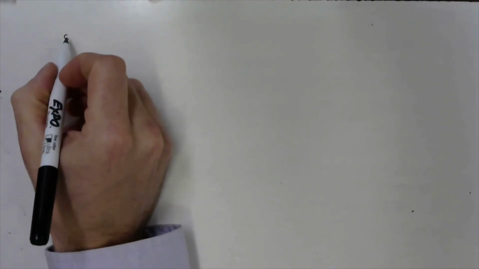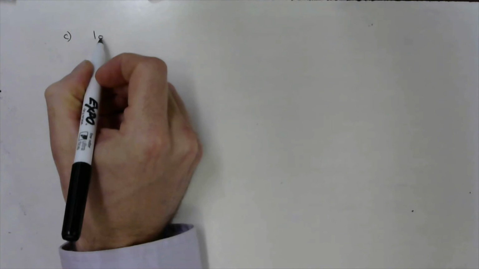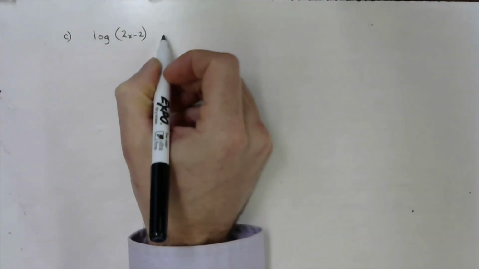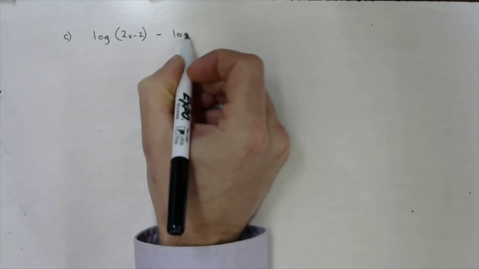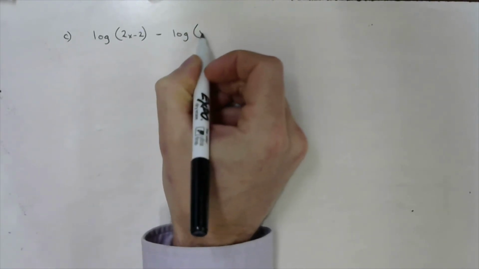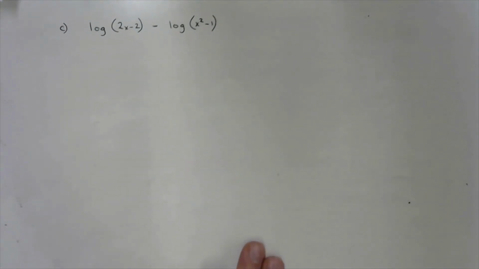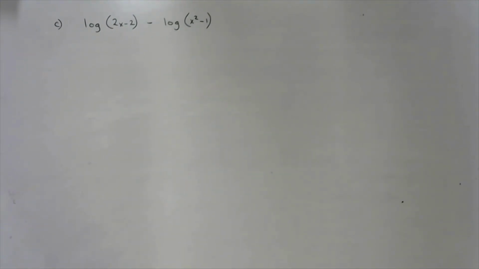C is the log of 2x minus 2 minus the log of x squared minus 1. All right, this one is a bit uglier, a bit trickier. It brings in new considerations for restrictions on the variable.